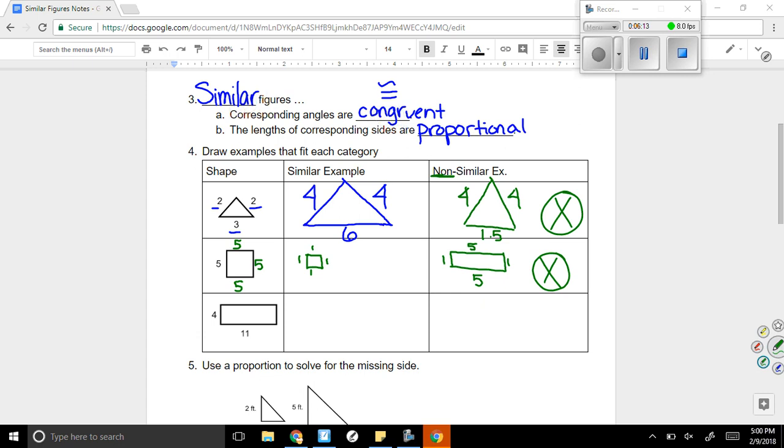Last one, I could make this rectangle similar by doubling the side lengths. So 4 times 2 is 8, 11 times 2 is 22. Those would be similar. Those sides are proportionate. But if I only change one side and the other one stays the same, that would not work.